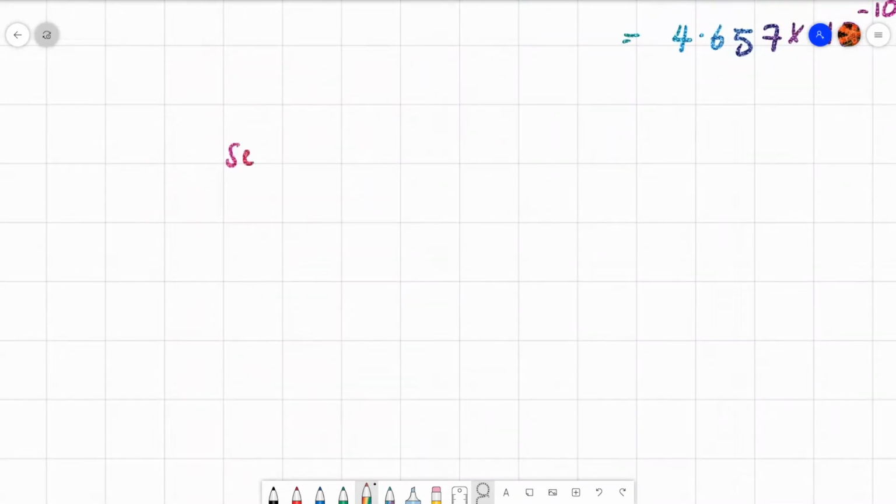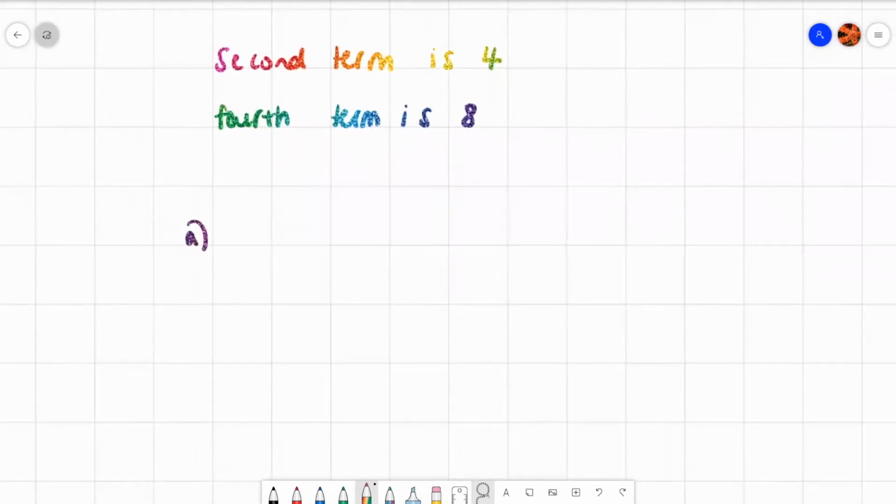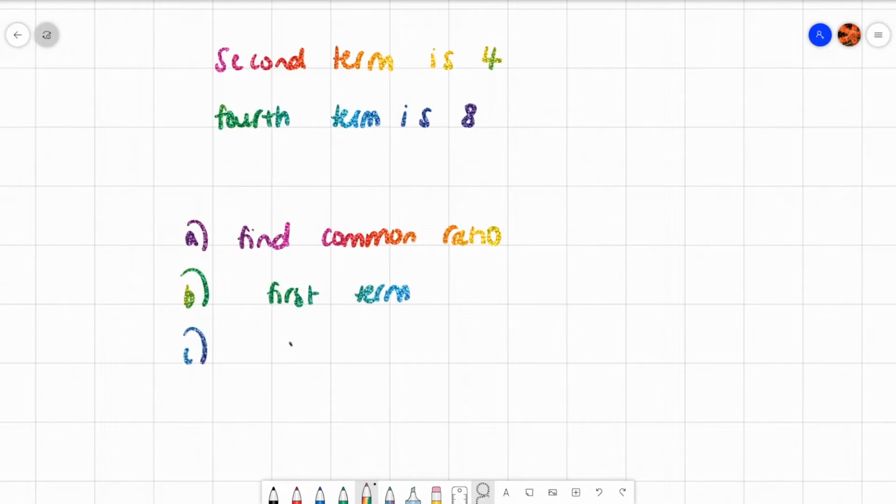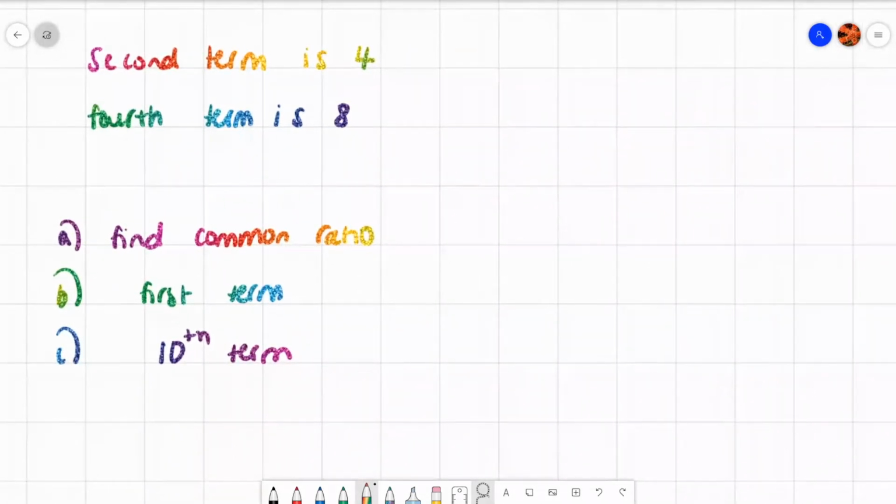So the second term is 4, and the fourth term in your sequence is 8. We have to find the common ratio. We have to find the first term. And we have to find the 10th term. So we need to answer all 3 questions with just 2 pieces of information given to us, the second term and the fourth term.